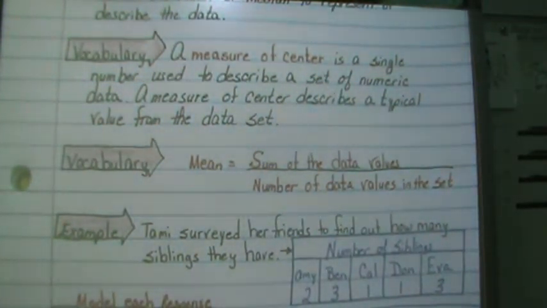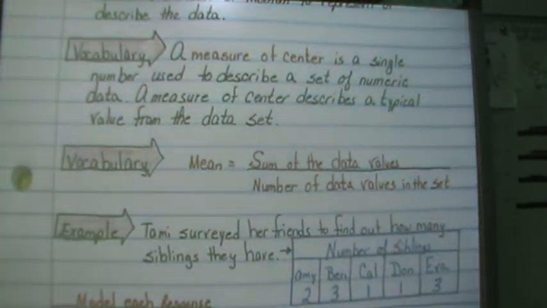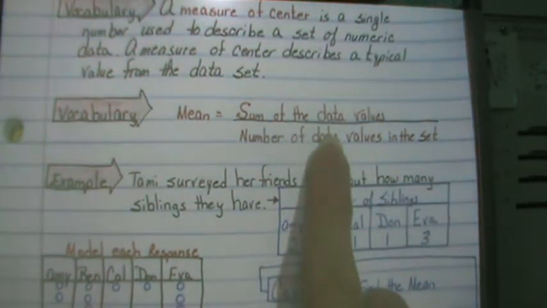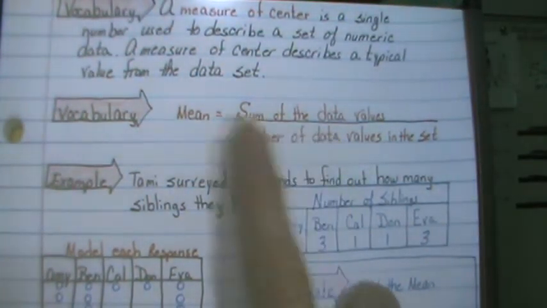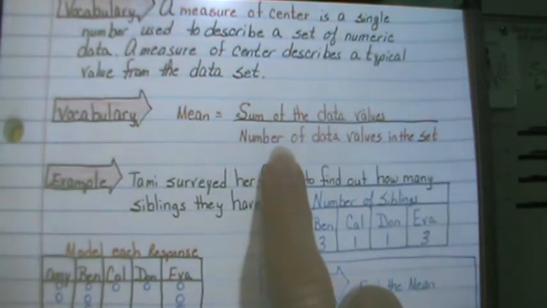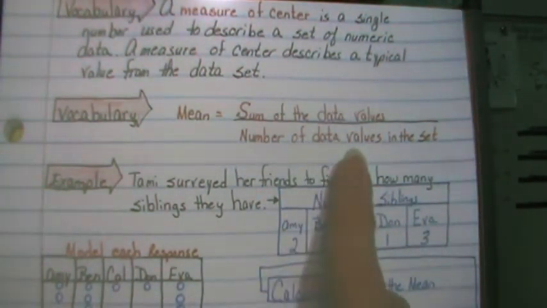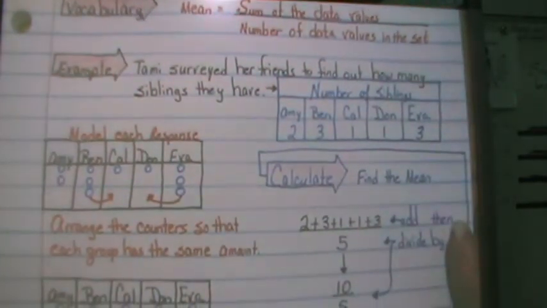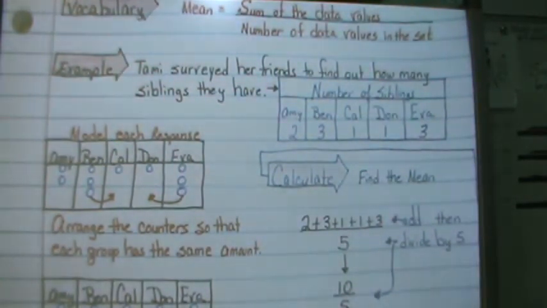A measure of center describes a typical value of the data set. And again, your vocabulary is mean. It's really not a bunch of words, it's really truly this formula: the sum of the data values, and you're going to divide it by how many pieces of data are in that set. Our first example, and again, this is still on page 449.